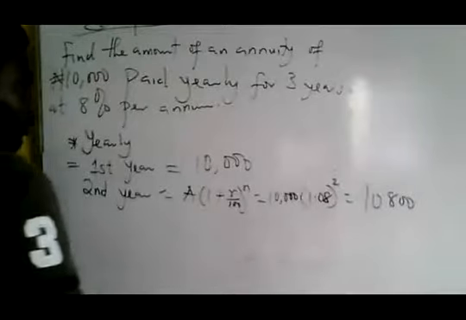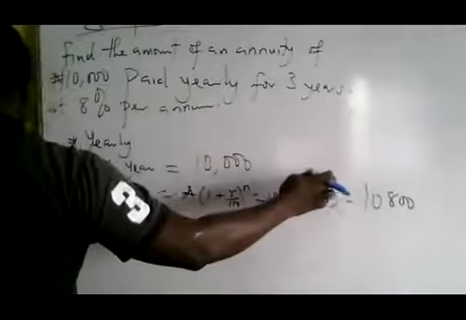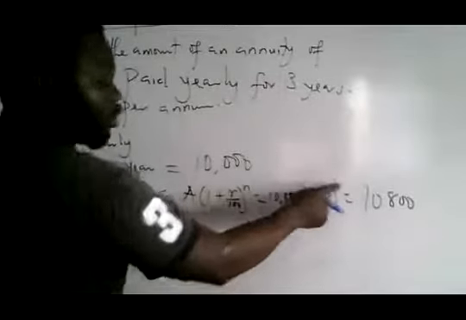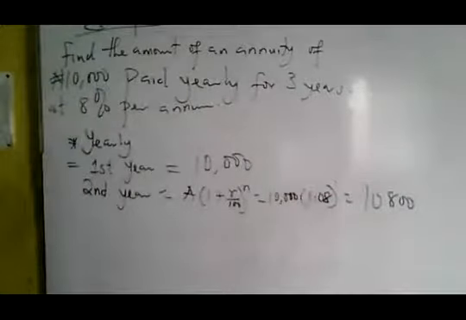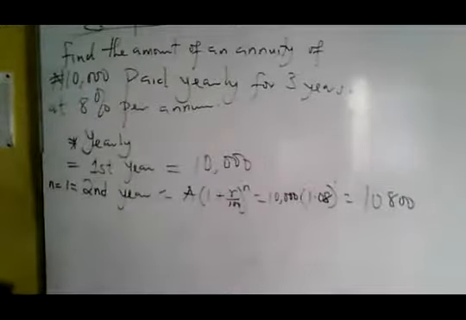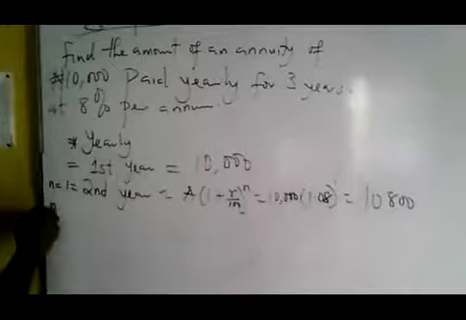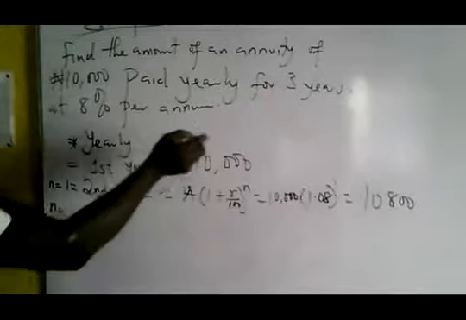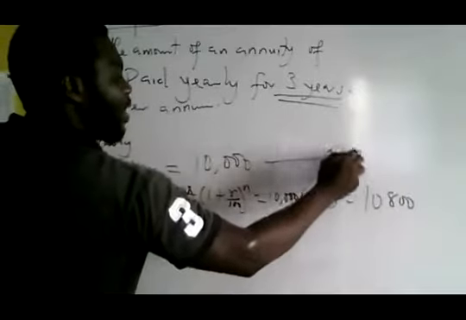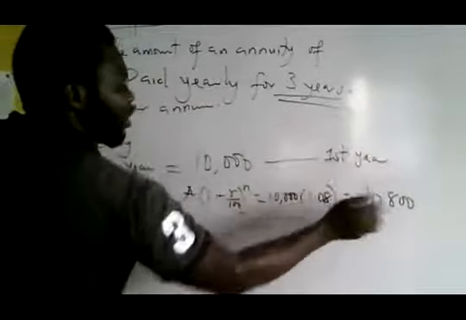Oh no, sorry. This will be 1, not 2. This will be 1 because it's after the first year. Are you following me? So this will be 1, not 2. It's the second year, but N will be equal to 1. Are you getting me? Yeah, N will not be equal to 2. Remember, it's for 3 years. So we've done the first year. This is the second year.